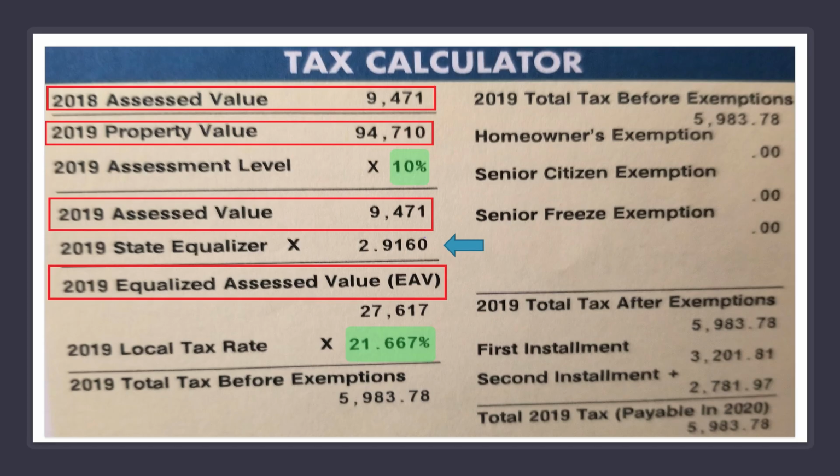So here is a tax calculator. It may look kind of confusing now, but by the end of this presentation, it's going to be simple. 1, 2, 3. What I did was break it down by different areas. So highlighted in red are the values I'm going to focus on. Highlighted in green are either assessment levels, equalization factors, or tax rates. And then, this area here basically identifies the different exemptions that a taxpayer may or may not be eligible for.